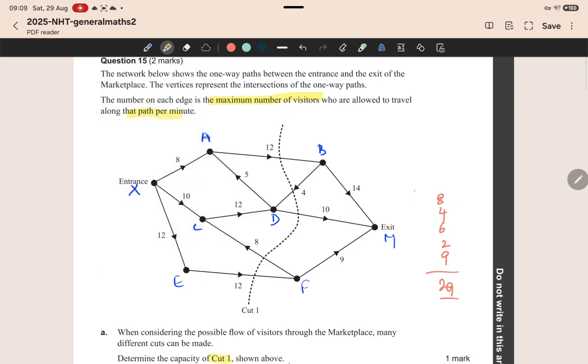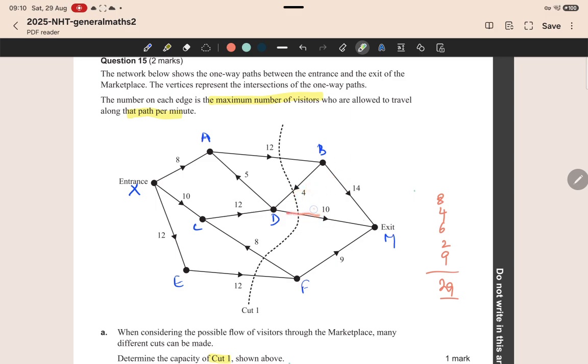So we are now looking at this particular cut. What I usually do is indicate where the edges that this cut cuts are, and only look at those values. If it is an edge that goes from the source to the sink, in the forward direction, you include it. So that's, you include 12. If it goes from the sink to the source, in the backward direction, you don't include it.